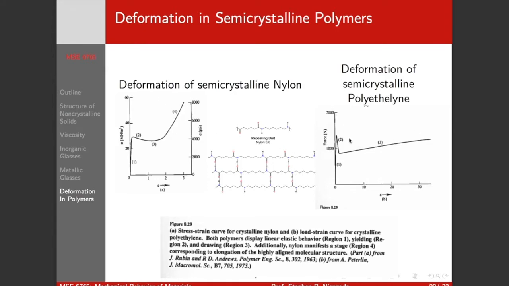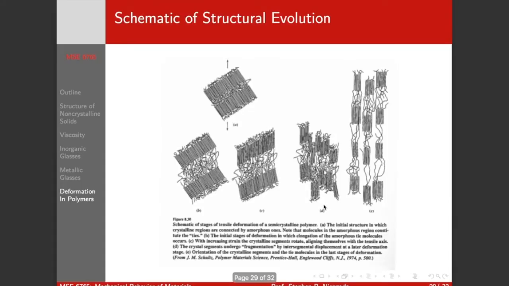Right? And so for polyethylene, you can draw out to very, very high strains before you get to there. So this is out to a strain of 30, and we still haven't gotten to stage 4, where we're pulling against the perfectly aligned structure, deforming the perfectly aligned structure.